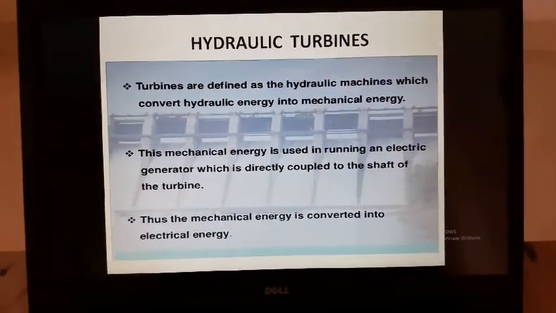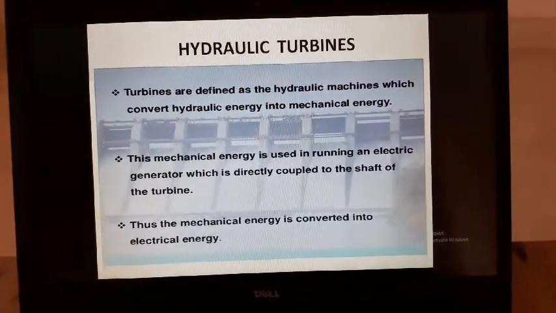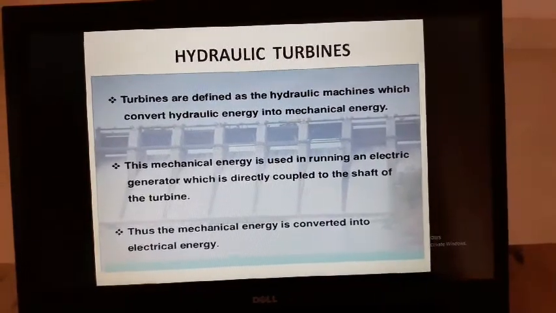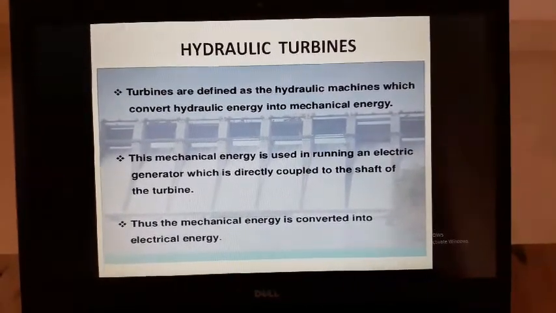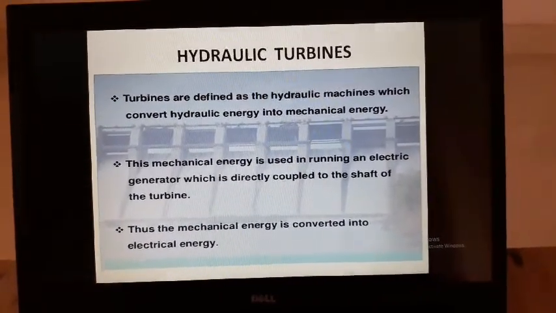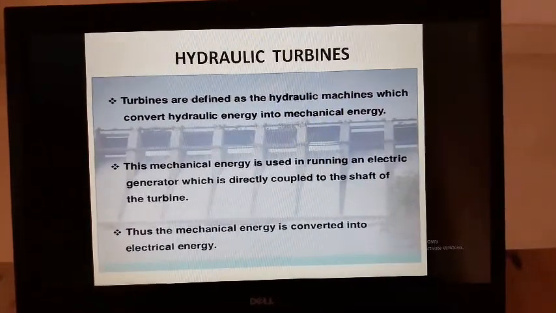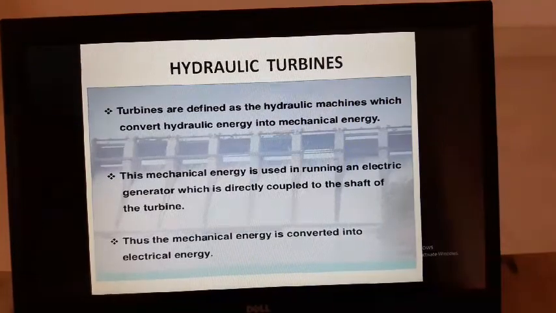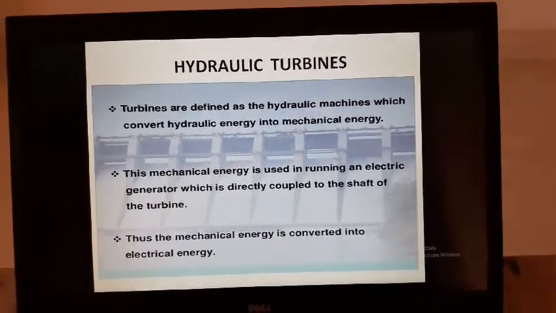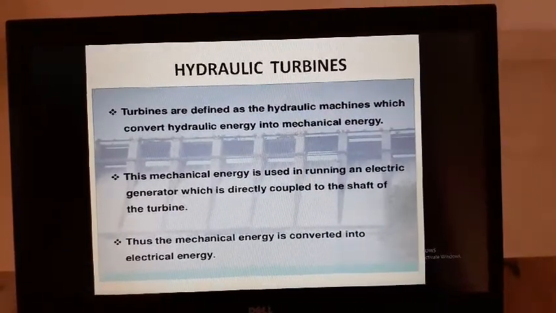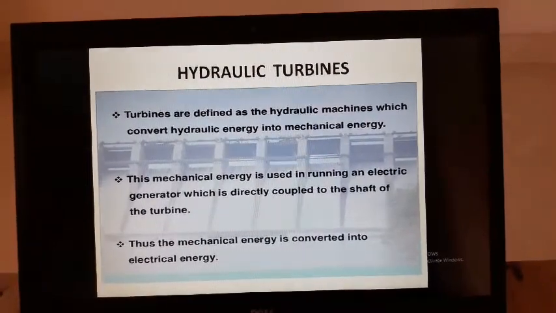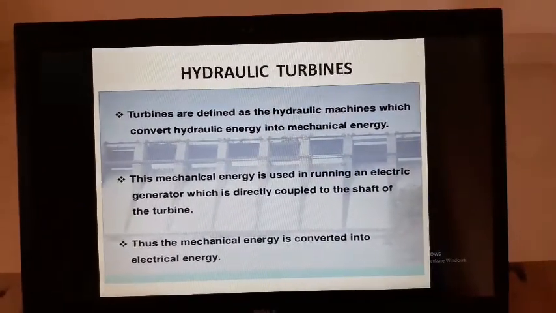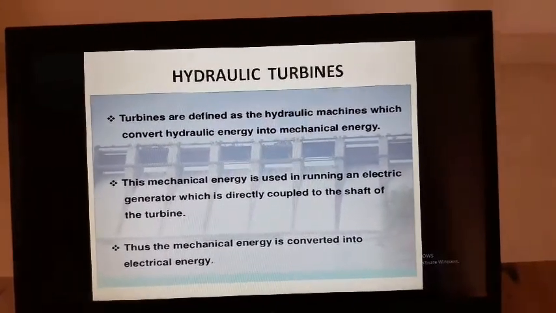Good afternoon, dear students. Today we will discuss hydraulic turbines. A hydraulic turbine is a hydraulic machine which we generally use to convert hydraulic energy of fluids into mechanical energy. This mechanical energy is used to rotate the rotor or runner of the turbine.